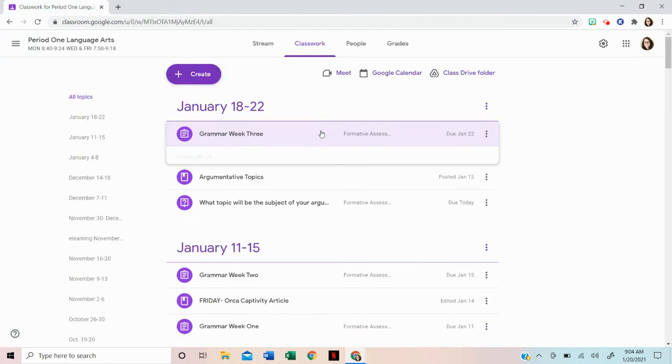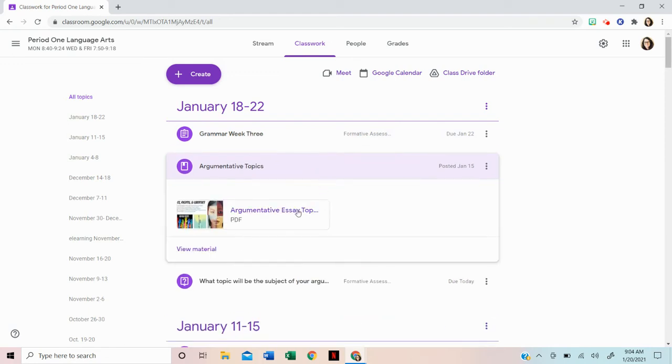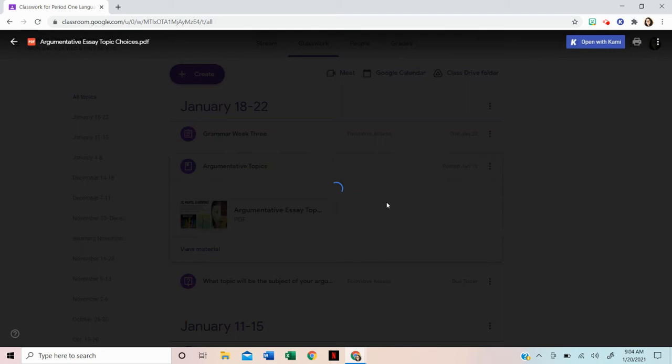All right, the next thing we're going to do for e-learning is we're going to finally get into our argumentative essay topics. So today is the day in which you kind of look over the list of topics and figure out what you want to spend the next month and a half researching and writing about. Okay, so this is a big decision. So go ahead and click on this PDF right here.